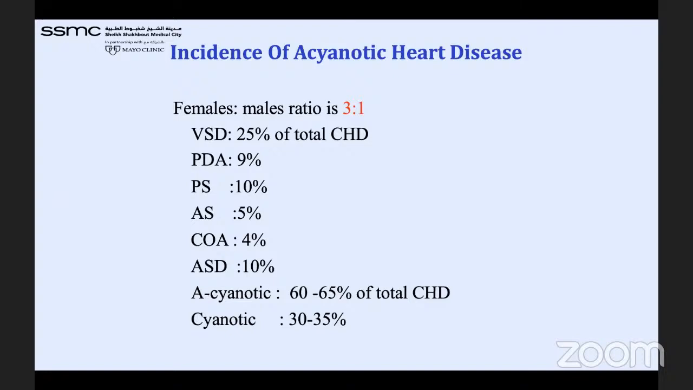So the incidence of the heart diseases, if you divide it into the different ones, the female-male ratio is 3:1. VSD is 25%, the highest, then PDA, then PS, pulmonary stenosis, then AS, aortic stenosis, then coarctation of the aorta, and the ASD is also second, same as pulmonary stenosis. So acyanotic is 60 to 65% of total CHD and 30 to 35% is cyanotic heart disease.